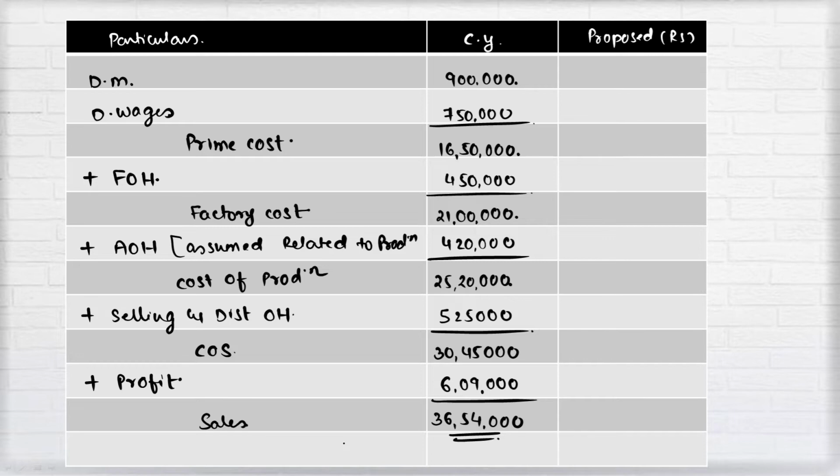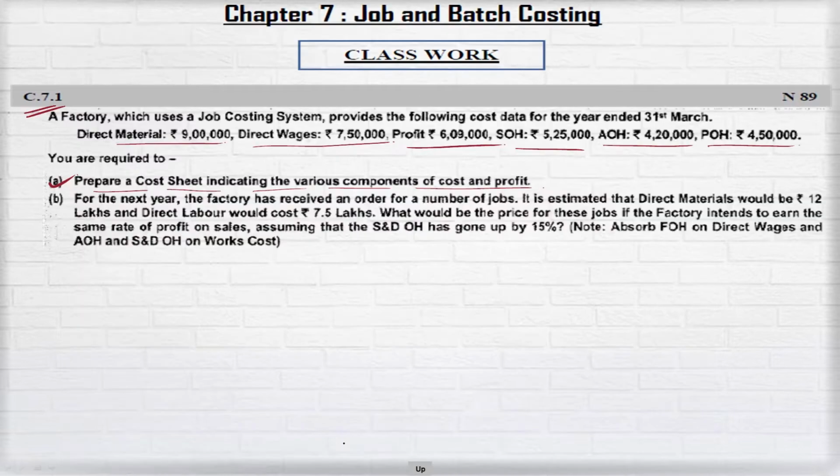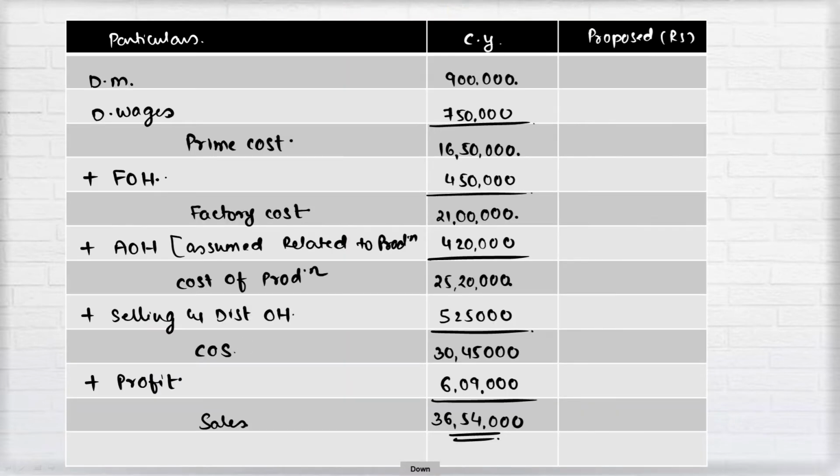They have not given me the absorption rate, but they have given me some hint for proposed. What would be the price for this job if the factory intends to earn the same rate of profit, assuming that selling and distribution overhead has gone up by 15%? Absorbed factory overhead on direct wages. So factory overhead is absorbed based upon direct wages. I am finding out the percentage. How much is factory overhead as a percentage of direct wages? 4,50,000 is my factory overhead as compared to direct wages 7,50,000. You can even multiply by 100 to get the answer in percentage. 60. So what does it mean? Factory overhead is always 60% of direct wages.